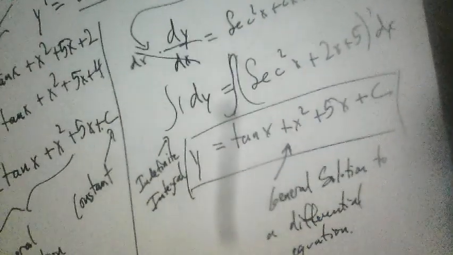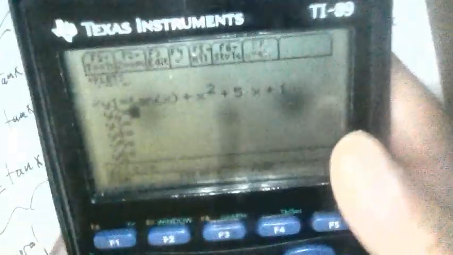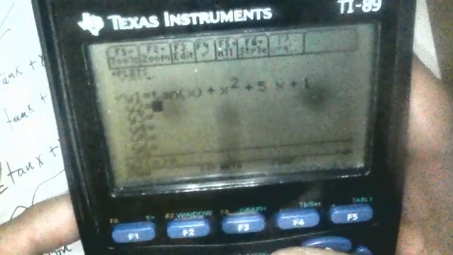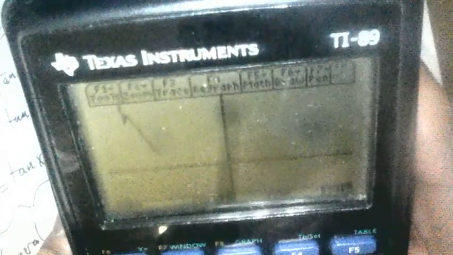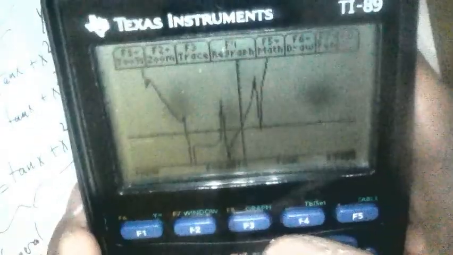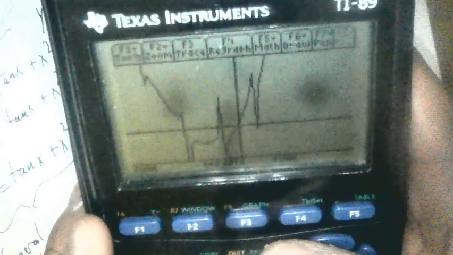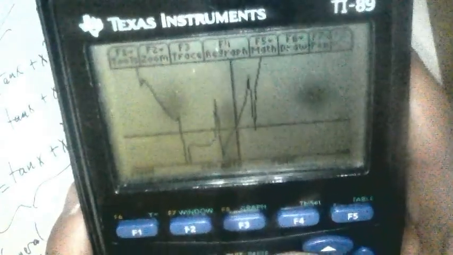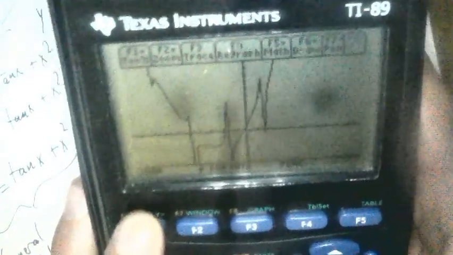So what I did was I put it in my calculator. You can see here, right? And when I go to graph this out now, we end up with some function that looks like that. And you say, okay, so that's one graph, so why should I care? Well, if you noticed on the function here, it was plus 1.